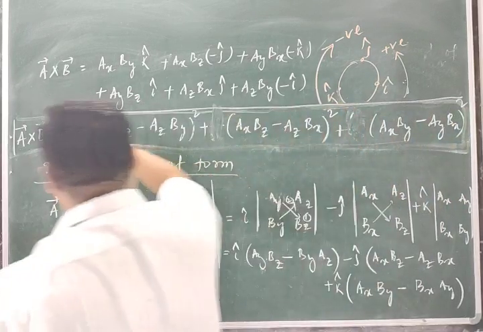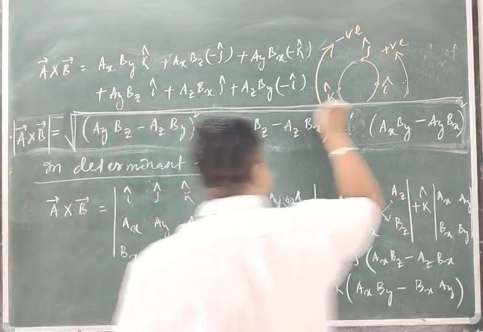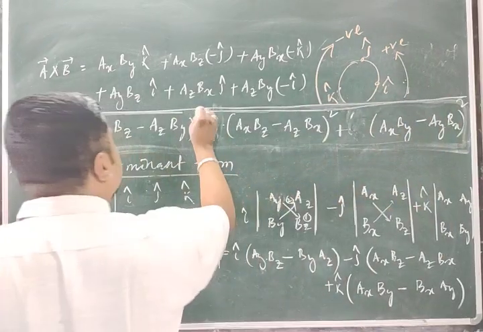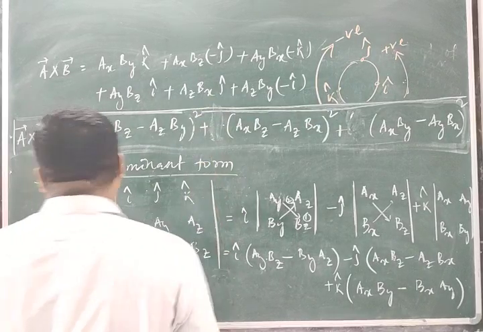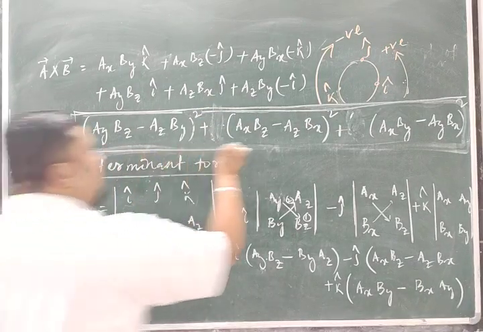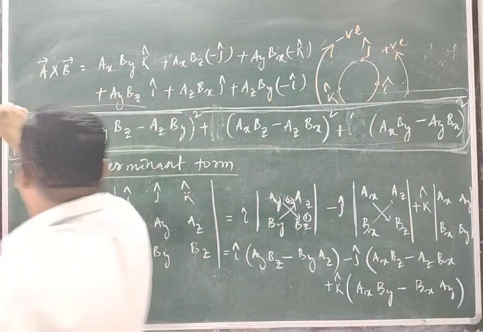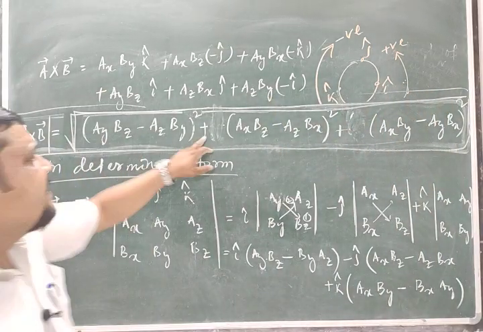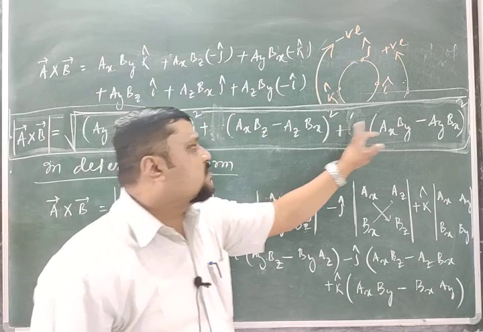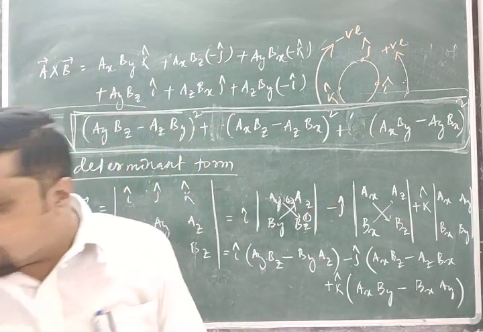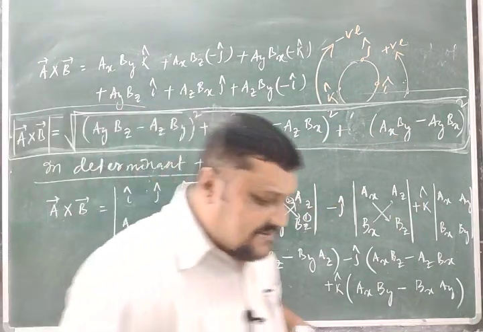I am doing the correction in the same one instead of writing it again. So this is your a cross b mod: the square root of the coefficient of i cap squared plus the coefficient of j cap squared plus the coefficient of k cap squared. So this is the mod of a cross b.